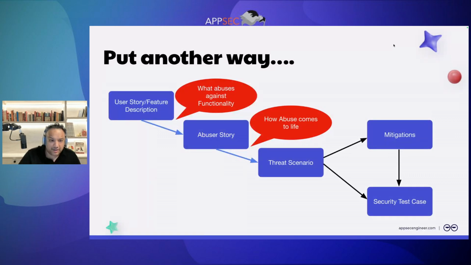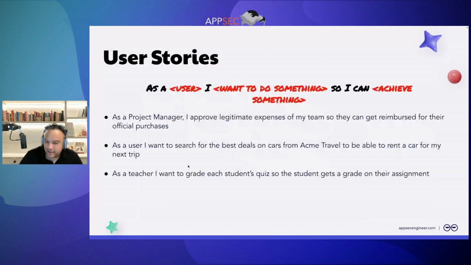So let's show you what a user story is. Now, this is an example of a user story. You may not write it exactly like this, but just to give you an idea of how it's typically written. As a user, I want to do something so I can achieve something, right? As a project manager, I approve legitimate expenses of my team so that they can get reimbursed for their official purchases. So this is our corporate expense management example, right? As a user, I want to search for the best deals on Acme Travels to rent my car for my next trip, whatever.